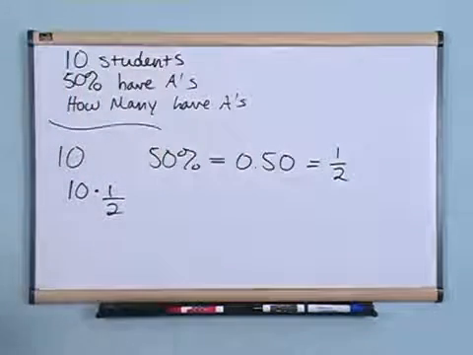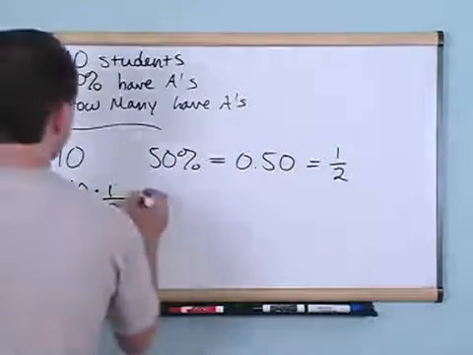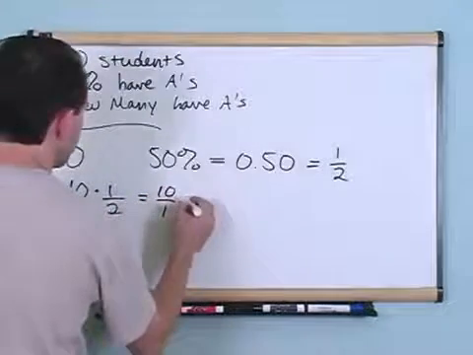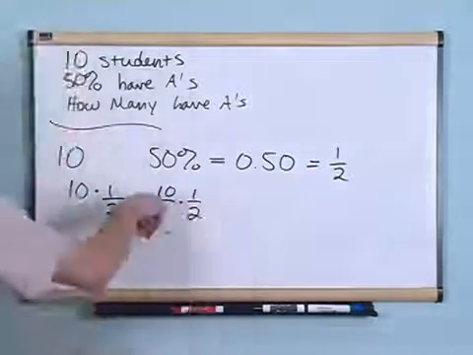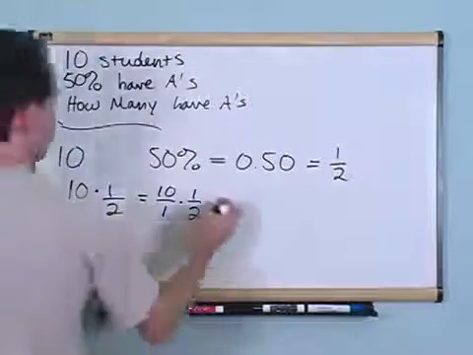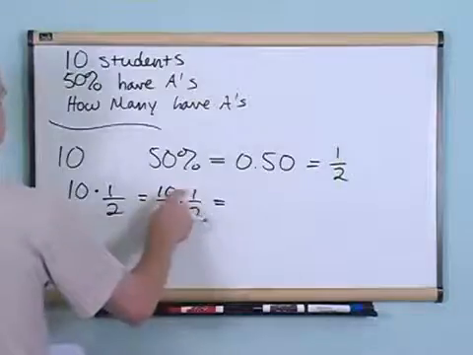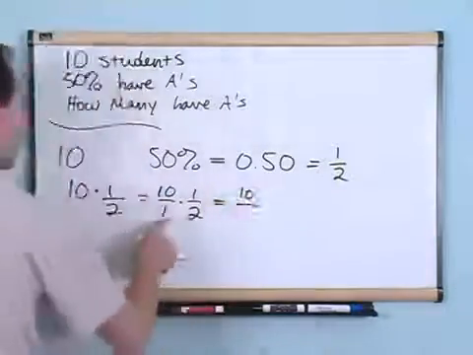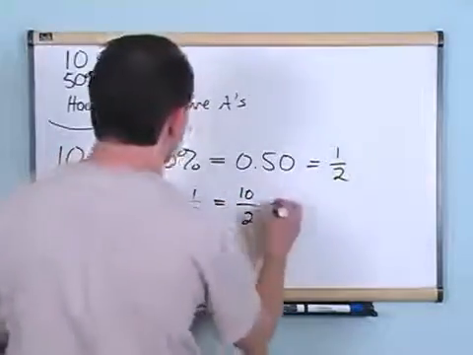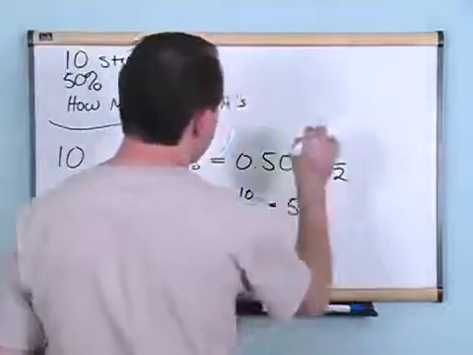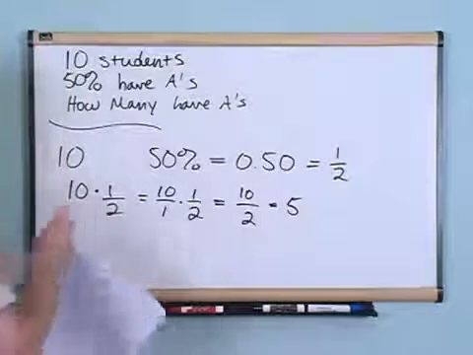So what you know here is that half of the students have A's, so we're going to multiply by 10. And to do this, we're going to go ahead and put 10 over 1, because we're going to be multiplying fractions. 10 over 1 is equal to 10, okay? Because anything divided by 1 is just itself. So again, to multiply fractions, 10 times 1 is 10, and on the bottom, 1 times 2 is 2. And then this is just a fraction you can divide. 10 divided by 2 will give you 5. So 5 students in the class have A's.